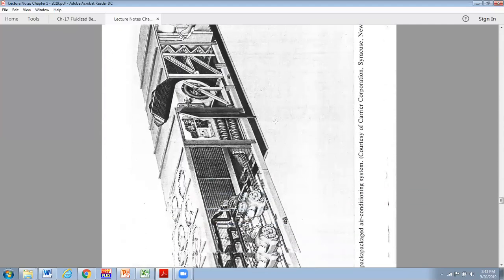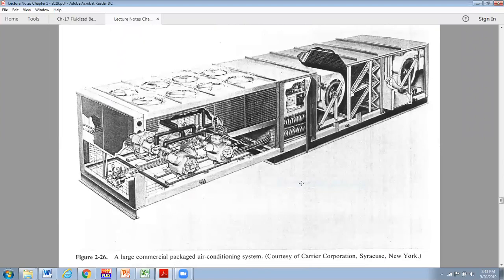Let's see, what do we have here? We're going to rotate. There we go.